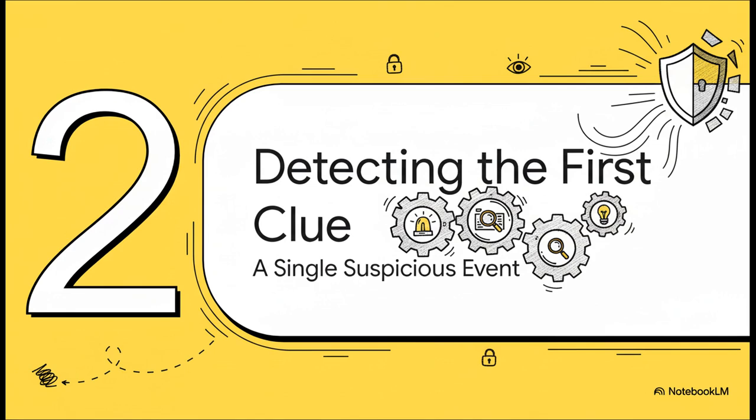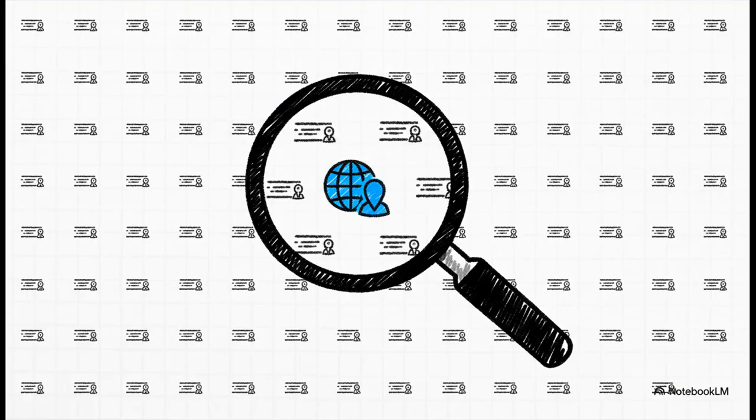Okay, so theory is great, but how does this thing actually work in the real world? Let's walk through a little story, a hypothetical security incident. We're going to follow the breadcrumbs from just one tiny, easily missed event all the way to a fully contained threat. So our story starts with a single log entry. Just one out of millions.